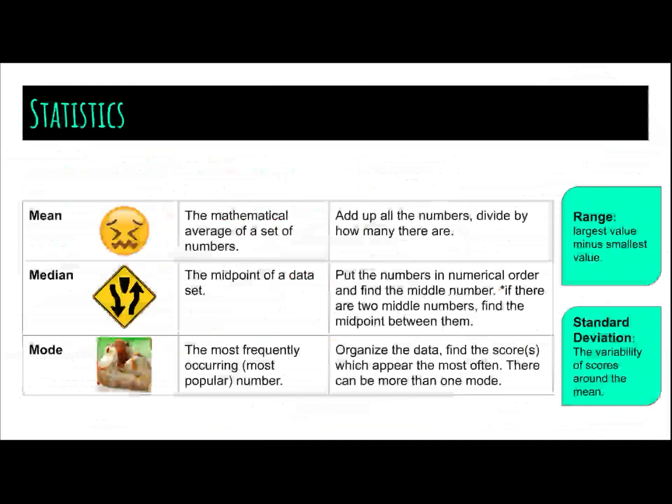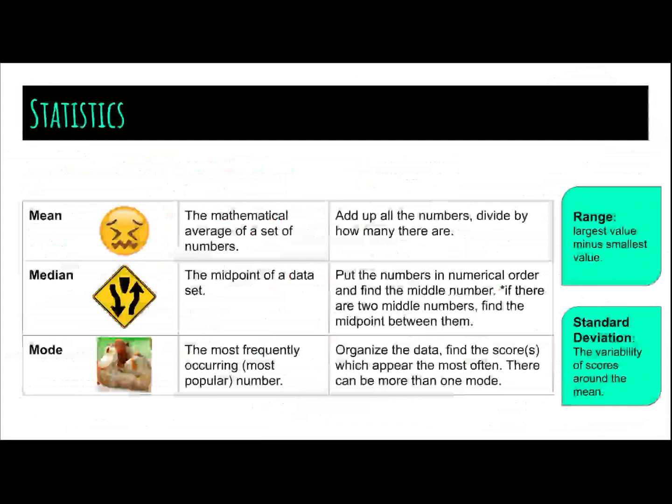Over on the right-hand side are the definitions for range and standard deviation. The range is simply the largest value in your data set minus the smallest value. For example, if I wanted to know the age range in this class, I would take the age of the oldest student and subtract the age of the youngest student to see the age range.